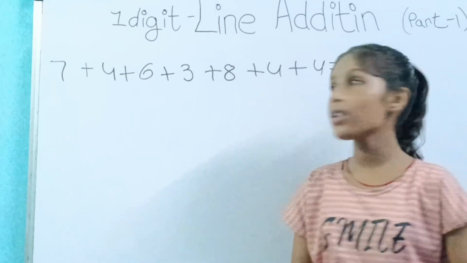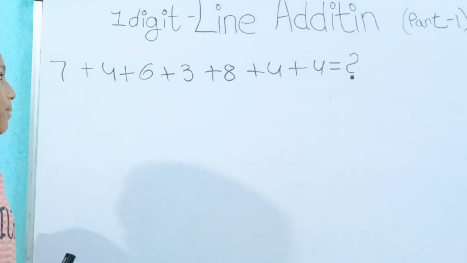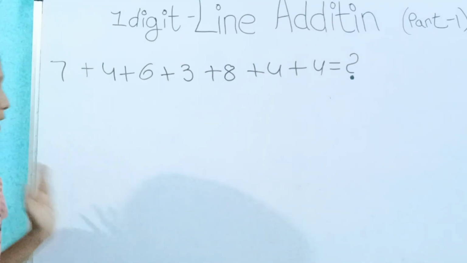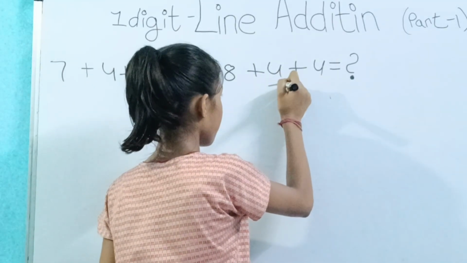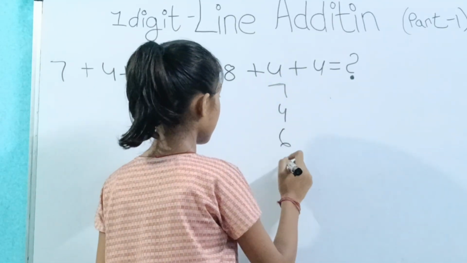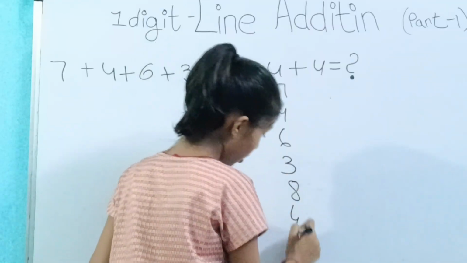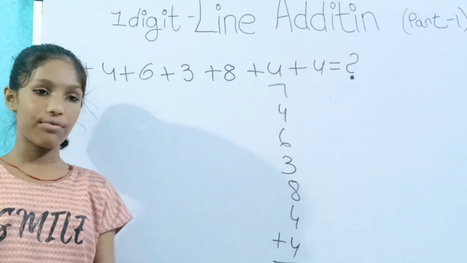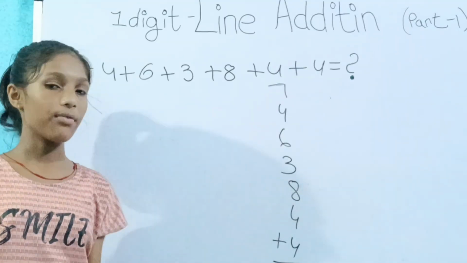Alright, now here's another question. 7 plus 4 plus 6 plus 3 plus 8 plus double 4, here are 4, 4. So now we are going to write it in rows. 7, 4, 6, 3, 8, 4, 4. If we add this, what are we getting? We can see the answer is 36, but not sure. We need to find out.